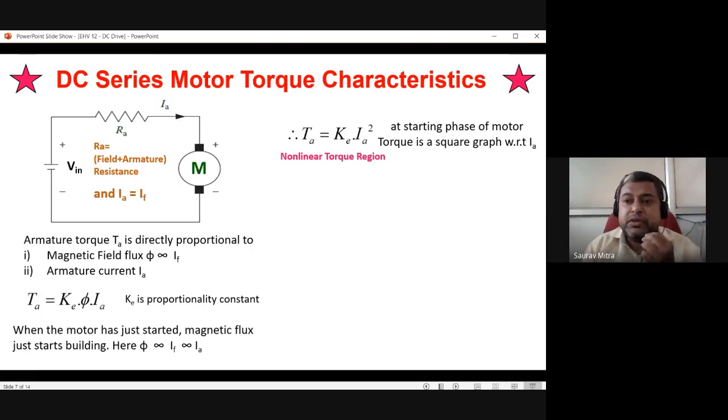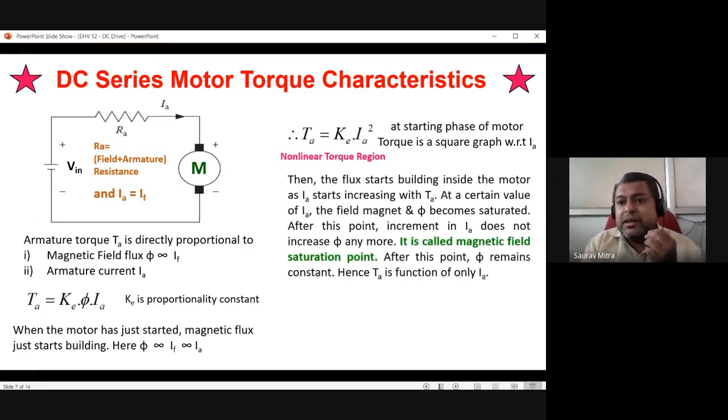That means a huge amount of torque is suddenly generated in the case of a DC series motor at the starting of the motor. Then the motor keeps on running, the flux starts building. That means the electromagnet starts going towards saturation. So as Ia increases, phi increases, again Ia increases, speed increases, phi increases. At a certain value of Ia, the field magnet phi becomes saturated. So every magnet we can magnetize up to a certain point. Beyond that we cannot magnetize it.